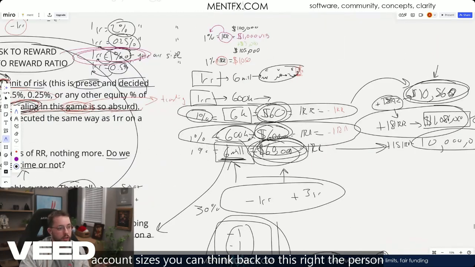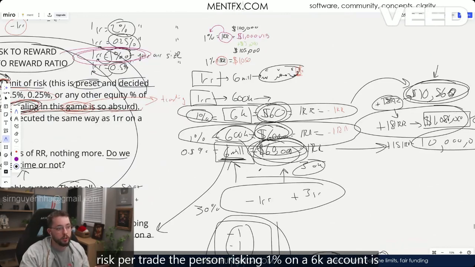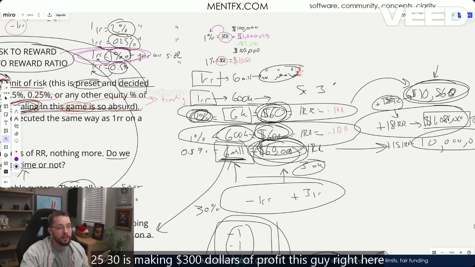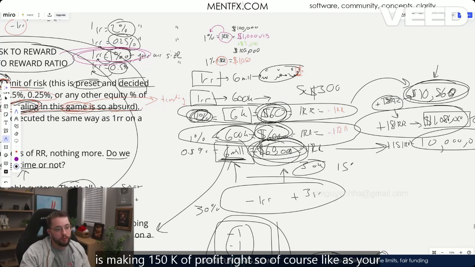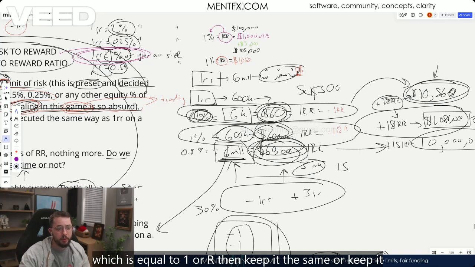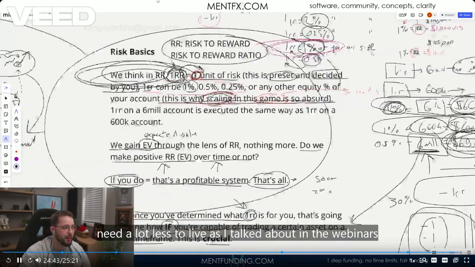And we'll talk about the reasons for that later. This is just based on account sizes. You can think back to this, right? The person risking 0.5% on a 6 mil account, that's a 30K risk per trade. The person risking 1% on a 6K account is risking $60 per trade. So even if both of these traders make 5x reward on their risk, this trader's making 5, 10, 15, 20, 25, 30, is making $300 of profit. This guy right here is making 150K of profit, right? So of course, as your account grows, you'll be more willing to reduce the risk, which is equal to 1RR, than keep it the same or keep it high because you have a much bigger account and you need a lot less to live, as I talk about in the webinars.